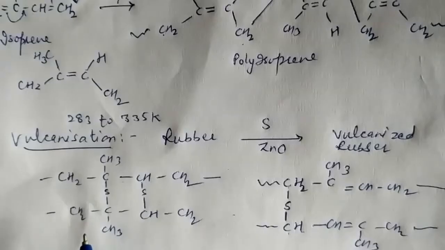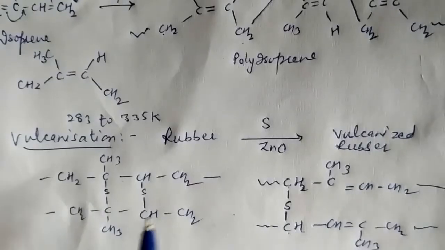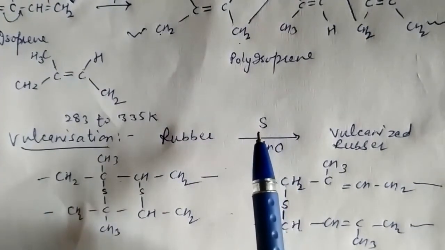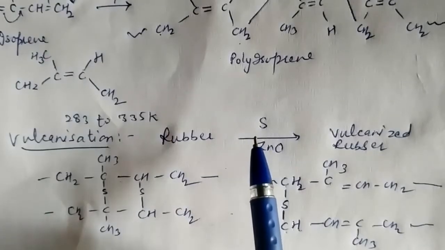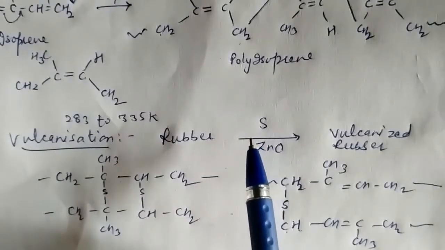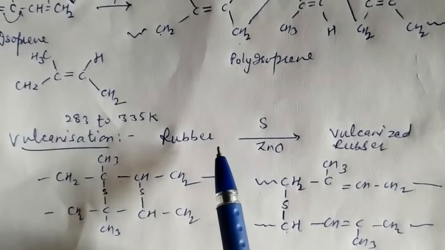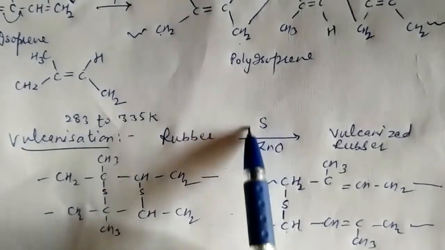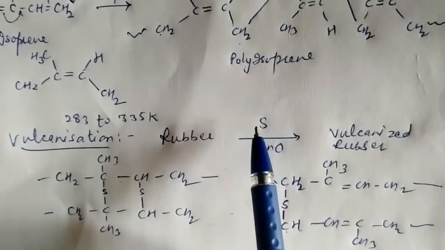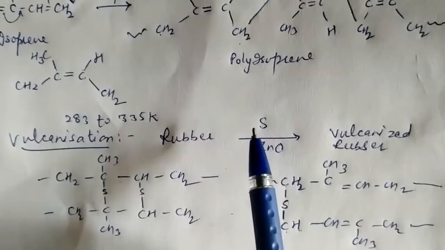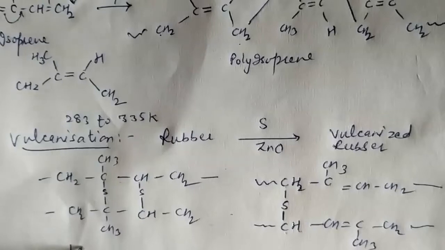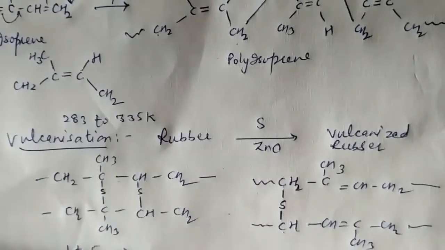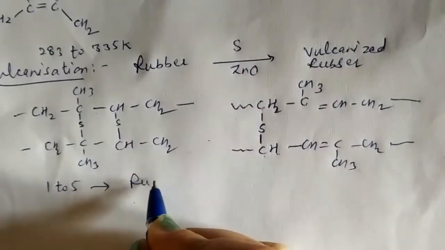Now, what are the properties? Why do we add sulfur? By adding sulfur, because of these cross links, stiffness is introduced. Due to the stiffness, the properties and uses of the vulcanized rubber vary. The extent of stiffness depends upon the amount of sulfur. For example, if we add about 1 to 5% sulfur, then it can be used in the formation of rubber.